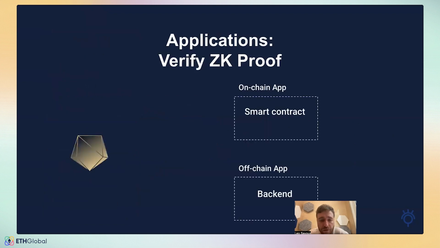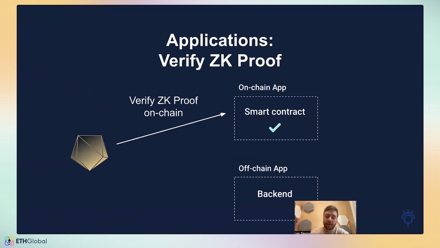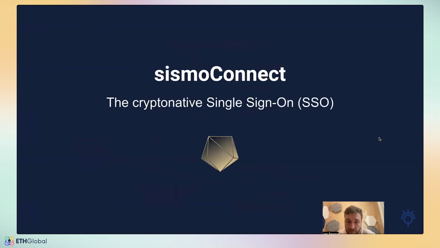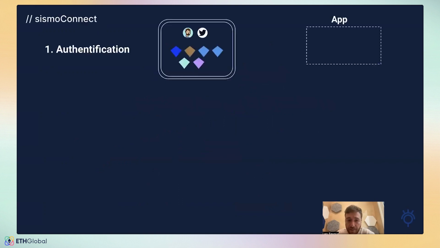This ZK proof can be verified either on-chain, directly on a smart contract, so we provide some libraries for that, and we will see it later during the workshop, or off-chain, verified directly in the backend of a more Web2 traditional application. So this communication protocol between applications, personal data and the Sismo Data Vault is called Sismo Connect. It's a crypto-native single sign-on, SSO.